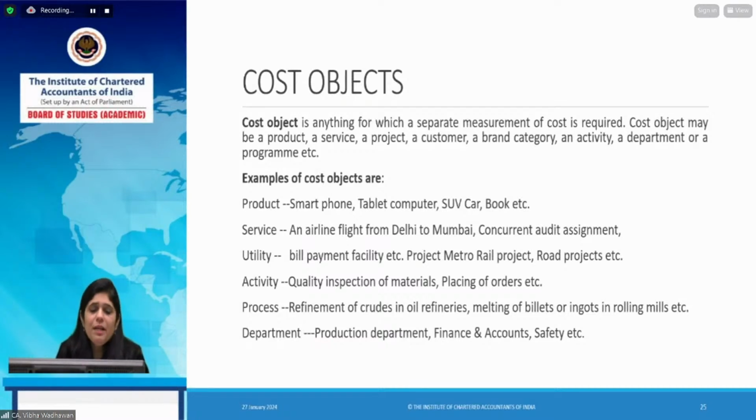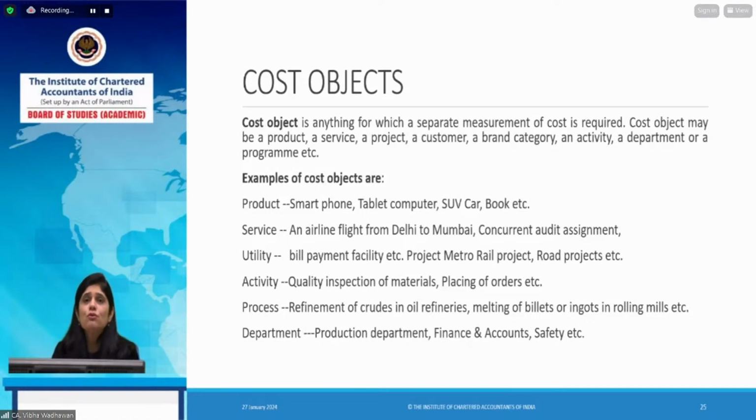Utility, bill payment facility, etc. Metro rail project, road project. So if I want to have the construction of a road, how much cost will be incurred to construct that road? That construction of road is a cost object. Activity. So whatever activity for which you are charging, again, it's a cost object. Process. Any process which undergoes a process. Again, every process is a cost object for which you have to calculate the cost.